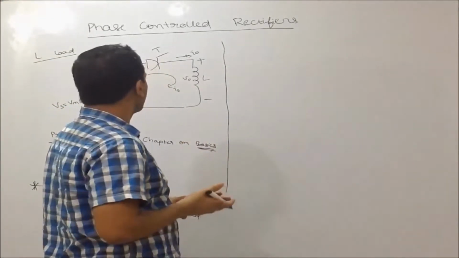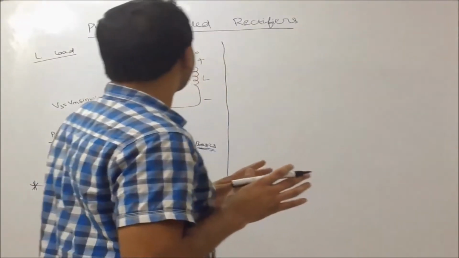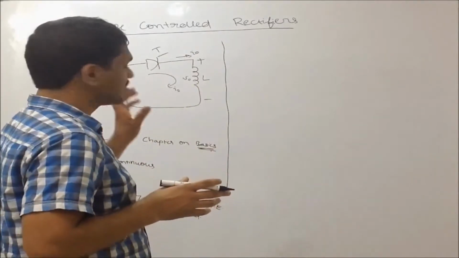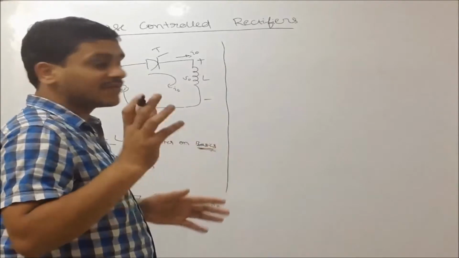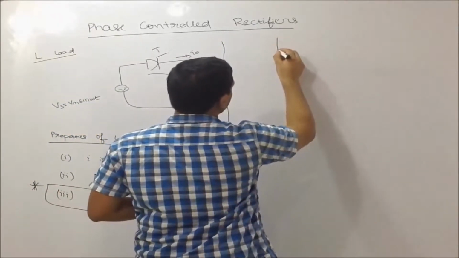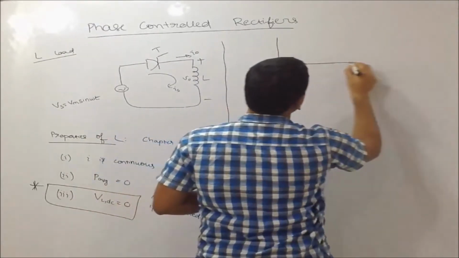Now we are going for the waveforms, because from the waveforms we get a clear picture, like when the SCR is forward biased, when it is reverse biased. If it is forward biased, in that time interval we can trigger the SCR. These things clearly come from the waveforms. So we first look at the waveforms.